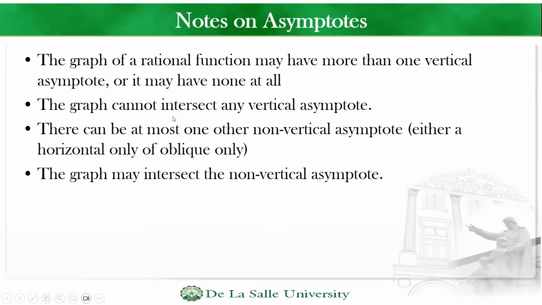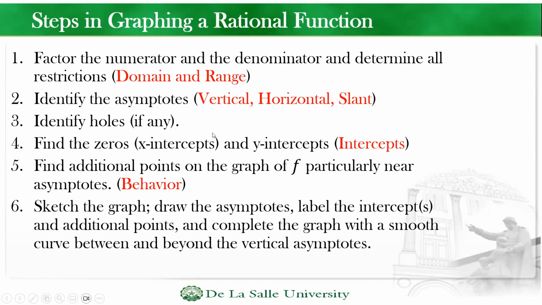So let's try graphing. In graphing rational functions, actually in any function, we try to follow some steps like here. Factor out the numerator and denominator to solve for the domain and range, vertical, horizontal, and slant asymptotes, and then identify the holes, if any, intercepts, and then the behavior, and then sketch. So, I'll try to give you those steps.